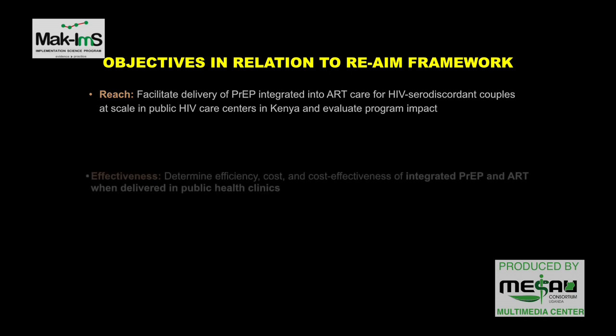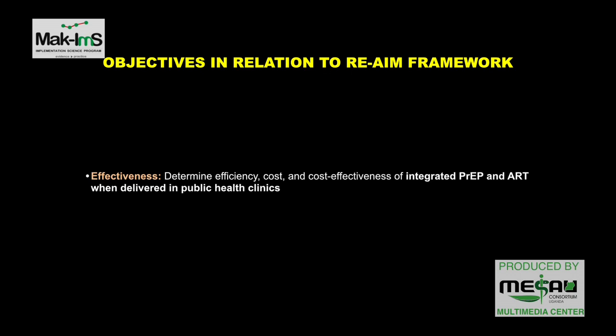So E stands for effectiveness in the REAIM model. And you can see there is an effectiveness component in their objectives, and even as they go on to measure the outcomes. So they had an objective on determining efficiency, cost, and cost effectiveness, which is a key component of implementation science. So cost effectiveness of the model they were testing, that is integrated PrEP and ART, when delivered in public health clinics. Now this is key in a real world kind of setting as opposed to the clinical trial.